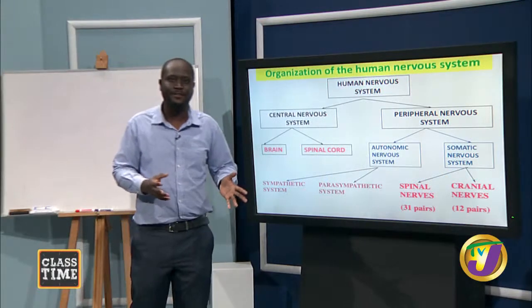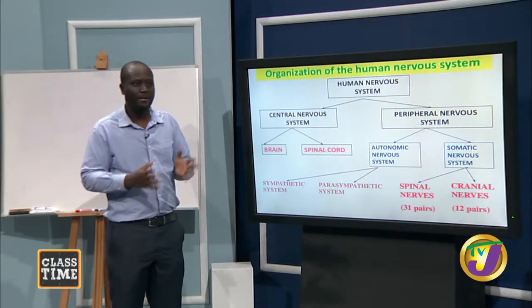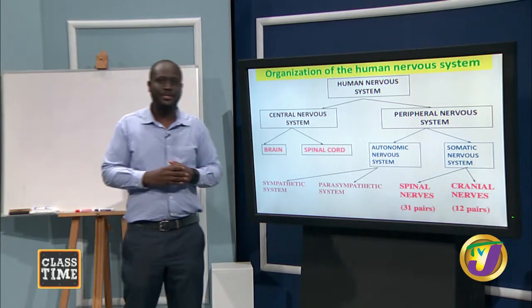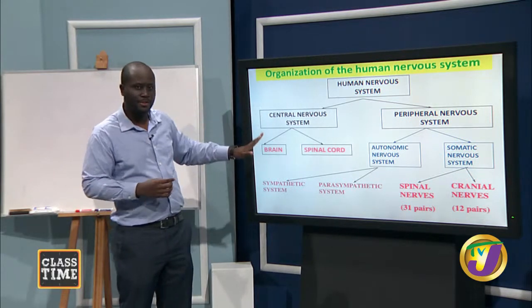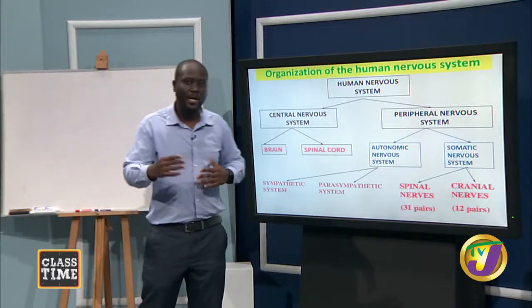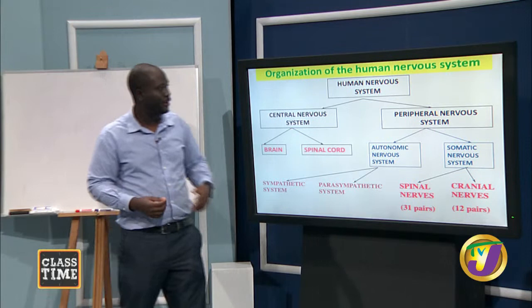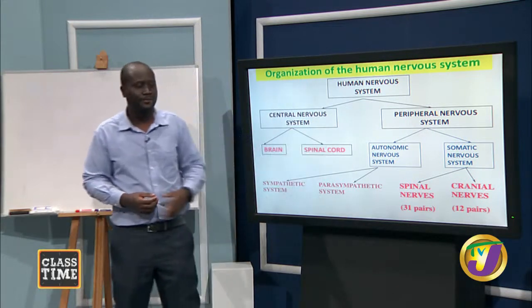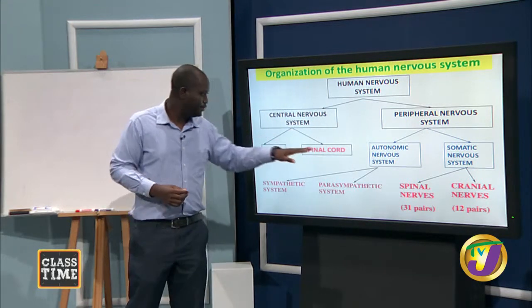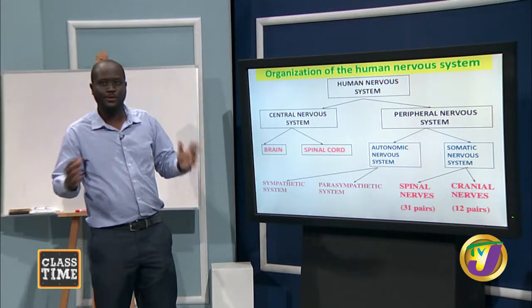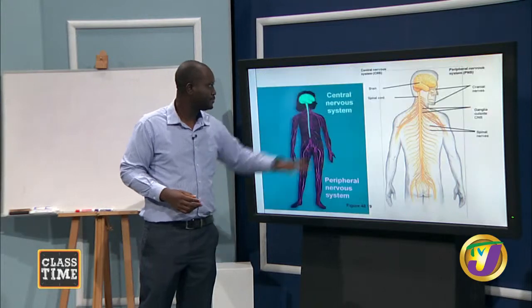So consider the thing as a big CPU, right? A big computer system. The monitor and the processing unit would be your central nervous system, right? And then the wires that take information from your keyboard and your mouse, those are your peripheral nervous system. So they take information to the CPU and also carry information away from the CPU, right? So that's how your body is programmed.